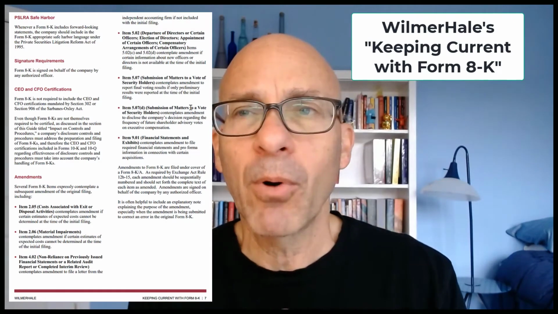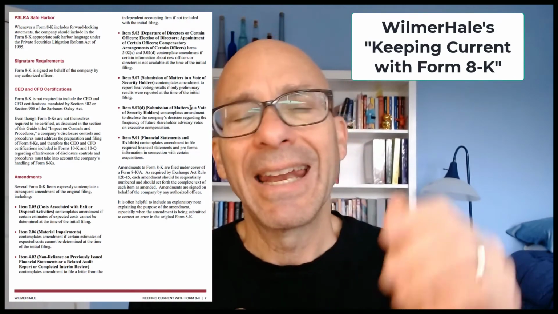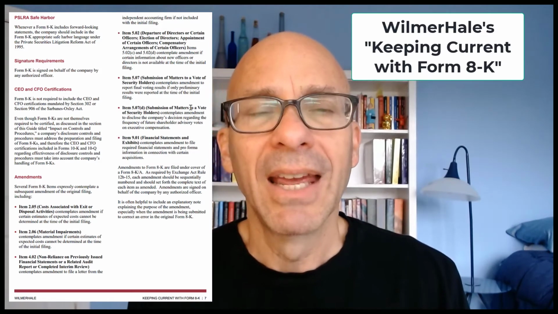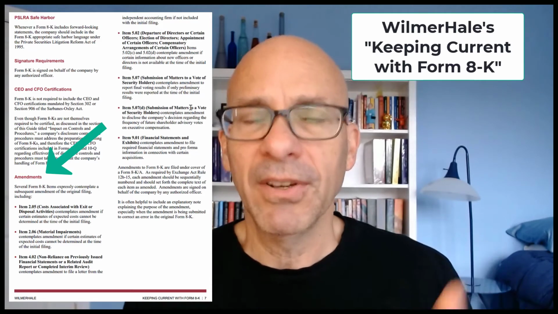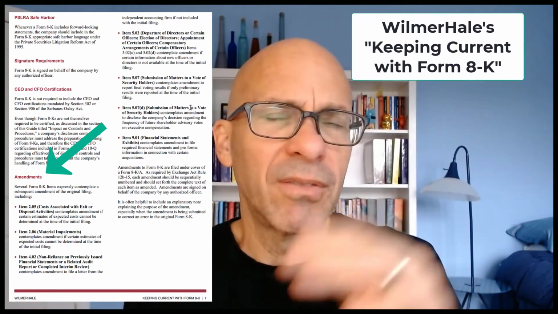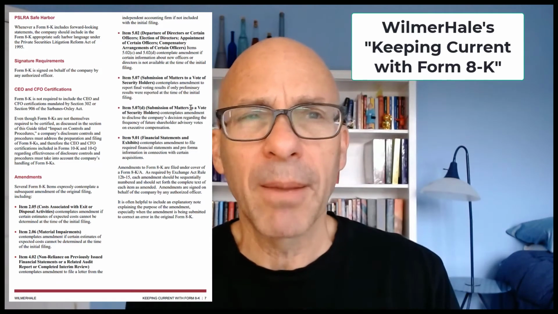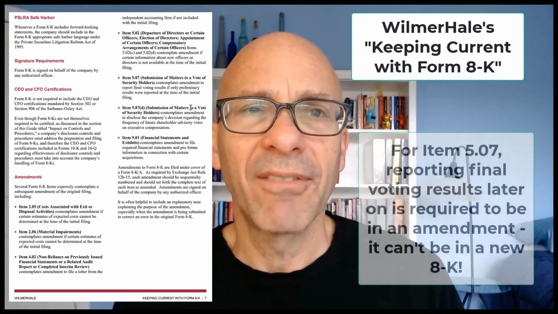Then there are a number of items in 8-K that have specific amendment requirements. This WilmerHale Keeping Current with 8-K reporting guide is excellent. The latest version is 2017 and it comes in at 111 pages. And it lists these examples of when certain items have specific amendment requirements. So under Items 2.05 and 2.06, certain financial estimates may be disclosed by amendment if they're not determinable at the time of the original initial 8-K filing.